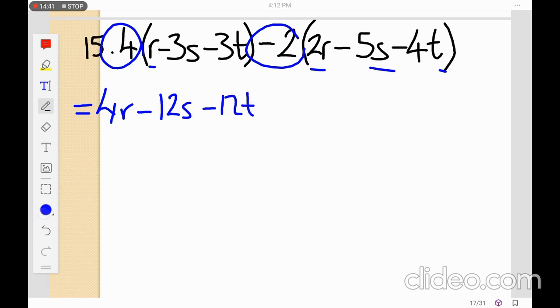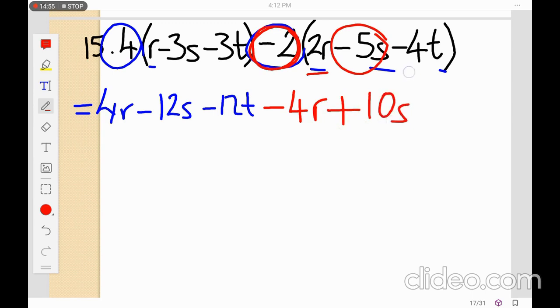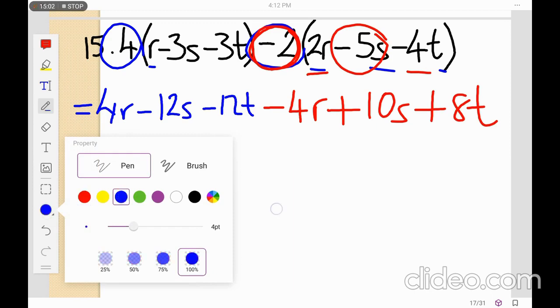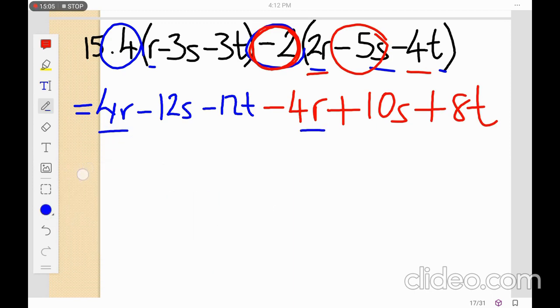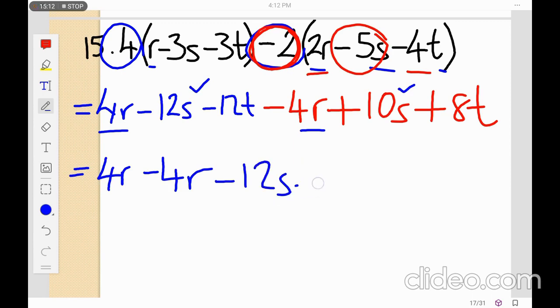Then for the minus there, I've got minus 2 times 2r, we get minus 4r. Minus 2 times minus 5s, there we get a plus 10s. Then minus 2 times minus 4t, we get plus 8t. Let's simplify that. What do we get? We are getting similar terms here, 4r minus 4r. Then for the s's, minus 12s plus 10s. Then the last one, minus 12t plus 8t.